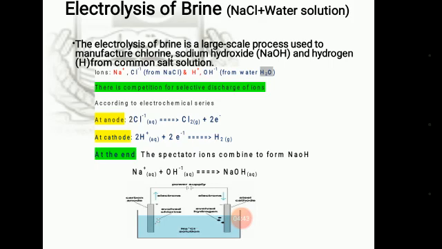At the end, the spectator ions are those ions which do not actually take part in the reaction but are present in the reaction mixture or reaction solution. Sodium ion and hydroxide ion combine together to form sodium hydroxide. In this way, we get three products.